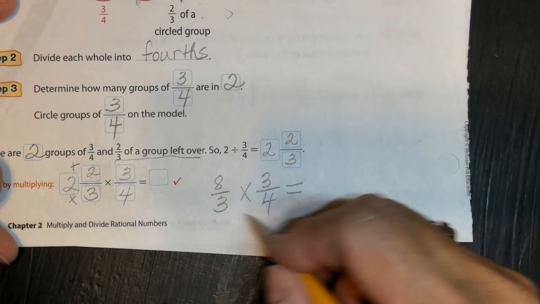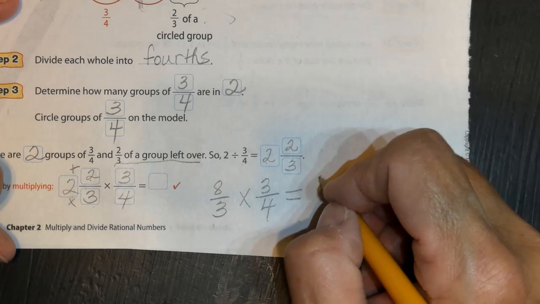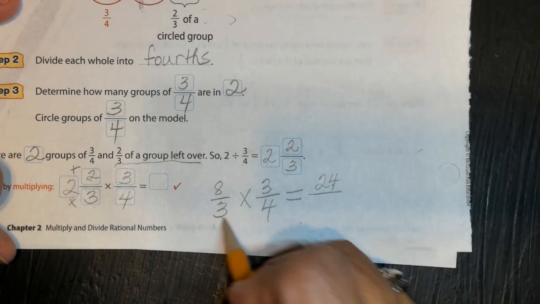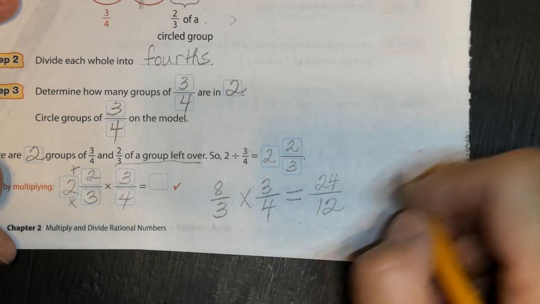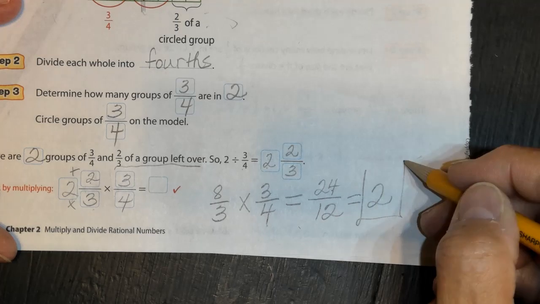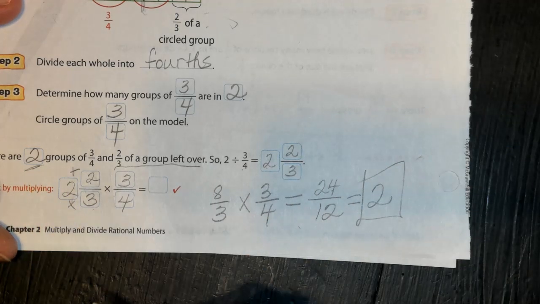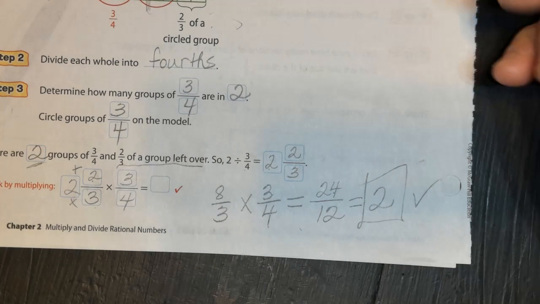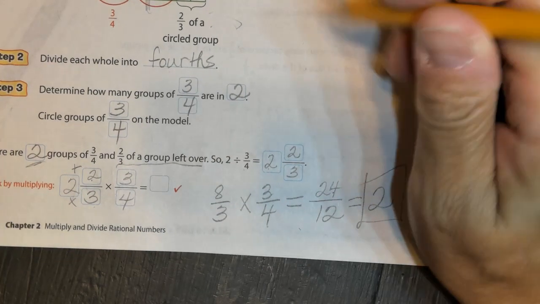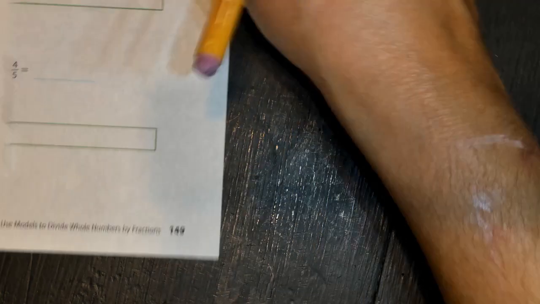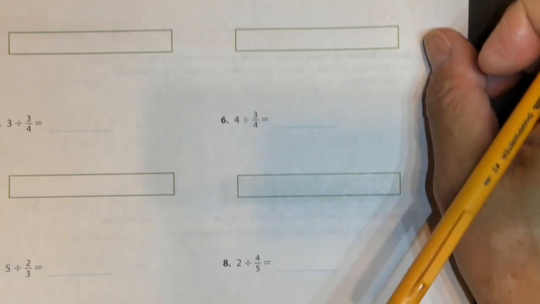And we can multiply straight across. 8 times 3 is 24. 3 times 4 would be 12. 24 divided by 12 would give you 2. And there were 2 groups. Okay, so that does work. This one is a little bit complicated with that model, but that's okay. So let's take a look here.